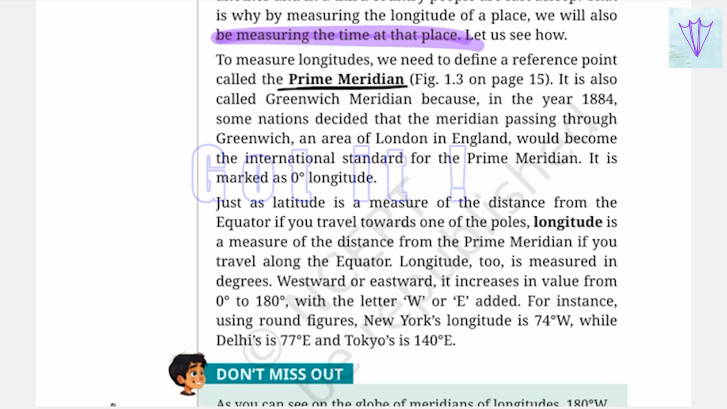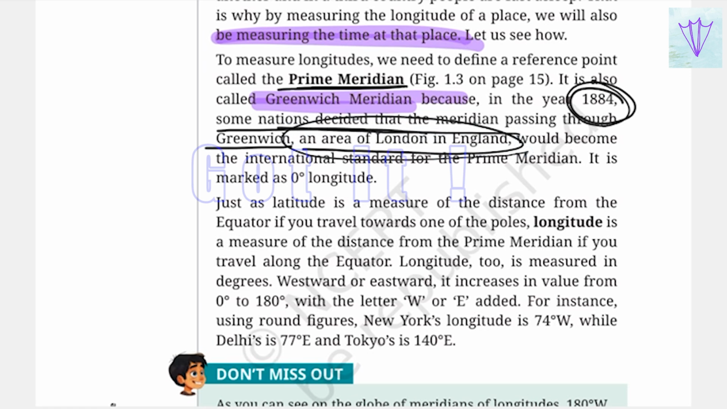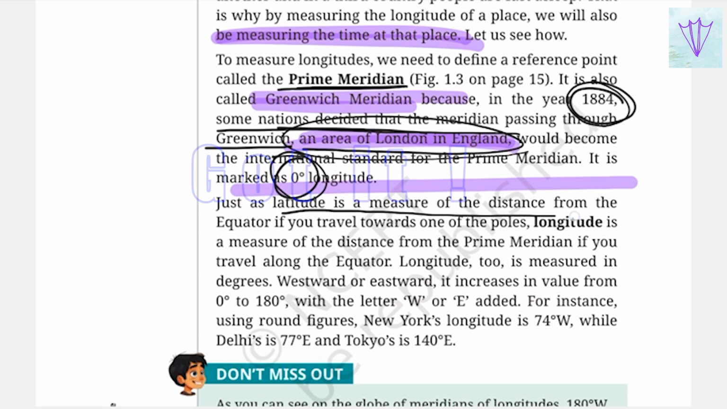It is also called the Greenwich Mean Meridian because in the year 1884, some nations said that the meridian passing through Greenwich, an area in London, in England, would become the international standard for the prime meridian, and it is marked as 0 degrees longitude. So just as the latitude is a measure of the length from the equator, if you travel towards one of the poles, longitude is the measure of the length from the prime meridian.